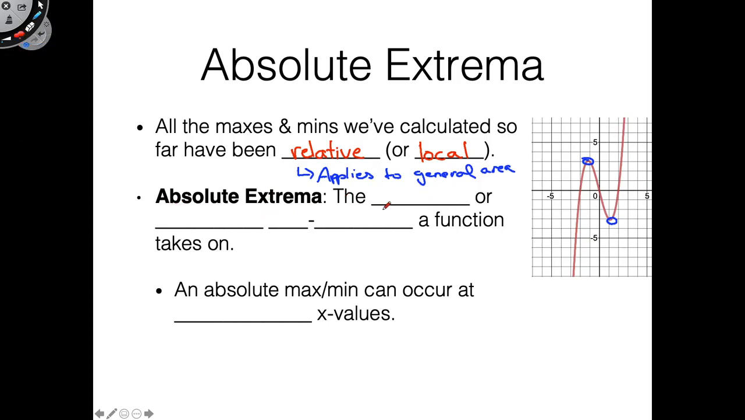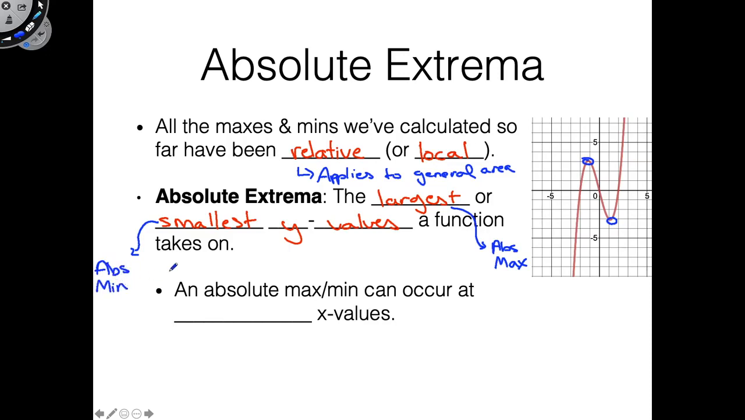Okay, so absolute extreme values are going to be the largest or smallest y values that a function takes on. As opposed to my relative maximum, my absolute maximum will be the largest point anywhere on this graph, right? My absolute maximum will be the largest point, no questions asked, anywhere on the graph. Same thing goes for my absolute minimum. Unlike my relative minimum, it's going to be the smallest point anywhere on this graph, right?